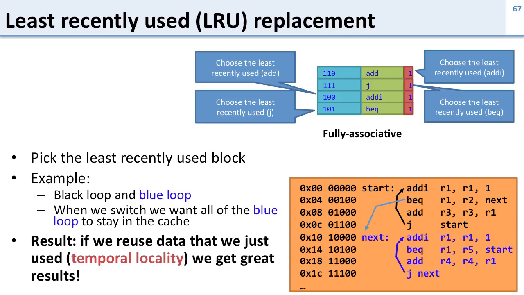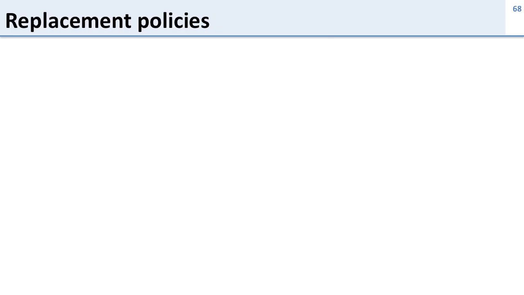So now as a result of this, we've got exactly what we want. We've got just the blue loop in the cache. And the reason this works so well is because of something called temporal locality. That is, if we just use data, we're likely to use it again. So LRU replacement tries to get rid of old data, the idea being that new data is more likely to be used. This is called temporal locality.